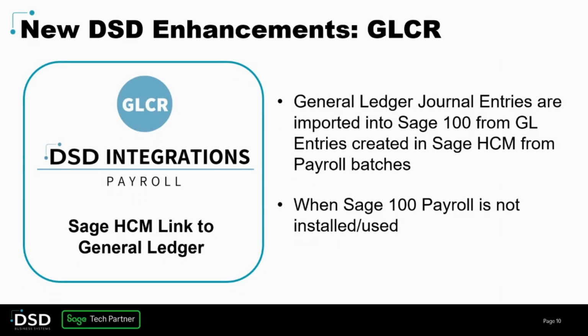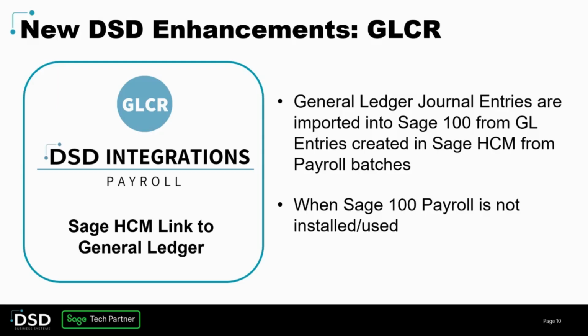This is one of our newest enhancements. This is the Sage HCM link to General Ledger. So Sage acquired Criterion this year, and they are rebranding it to Sage HCM. So we've created a link between Sage 100 and Sage HCM, and this is for users that do not use Sage 100 payroll, but instead use the payroll functionality in Sage HCM.